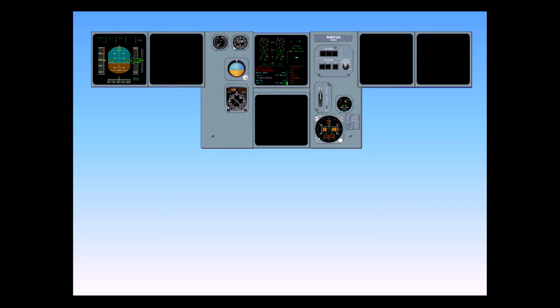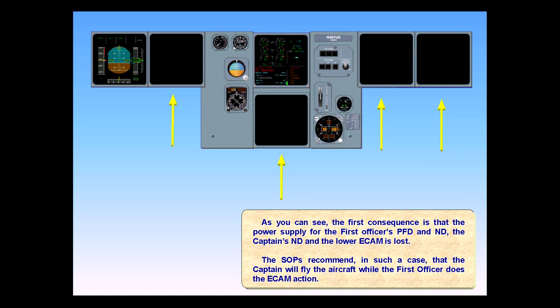As you can see, the first consequence is that the power supply for the first officer's PFD and ND, the captain's ND, and the lower ECAM is lost. The SOPs recommend in such a case that the captain will fly the aircraft, while the first officer does the ECAM action. First, let's look at the sequence of events regarding the various electrical configurations during RAT operation on the A320.